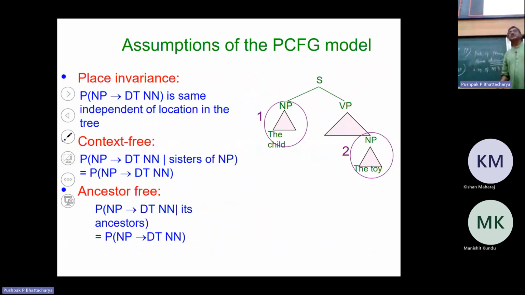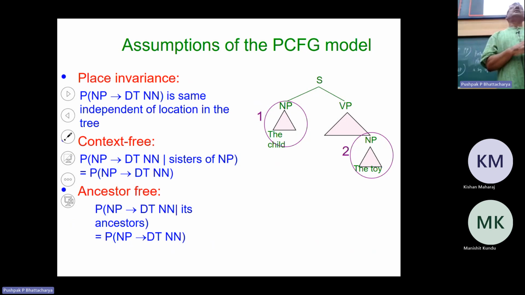The assumptions in the PCFG model. First assumption is place invariance. It is also called stationarity. The probability of NP goes to DT NN is the same independent of the location in the tree. So the probability of the POS tag noun following an adjective JJ is independent of the location of this adjective noun combination. This is the place invariance or stationarity assumption.